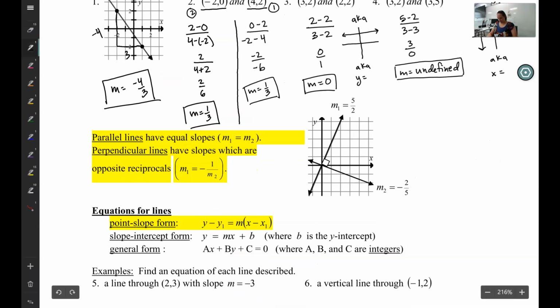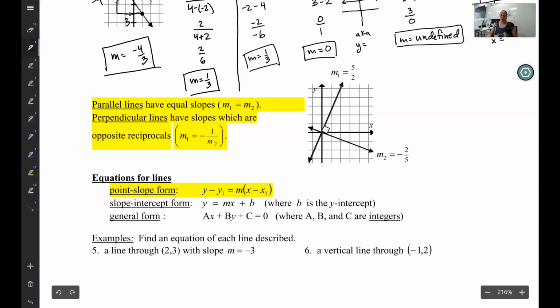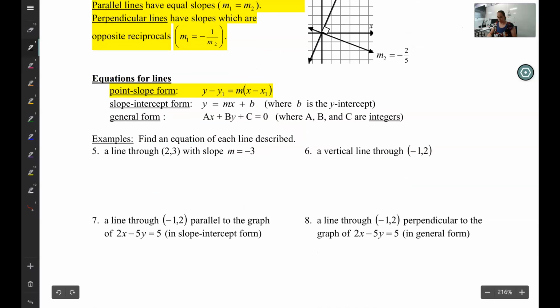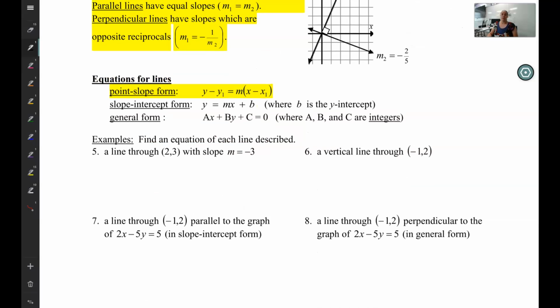Okay, let's do this one. Parallel lines have same slope. Perpendicular lines have opposite reciprocal slopes. Hopefully you remember that from junior high. And we have a couple different forms of linear equations that we talk about. Point slope form is probably the easiest, but for this class we'll be doing mostly slope intercept. That's what I'll have you do on most of your assignments.